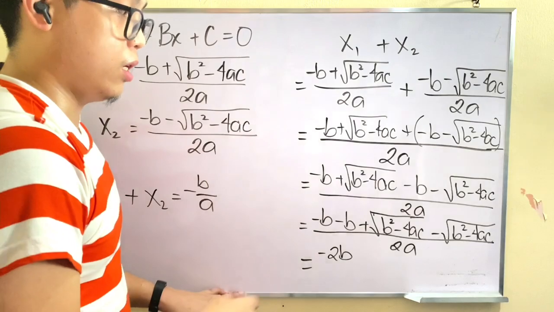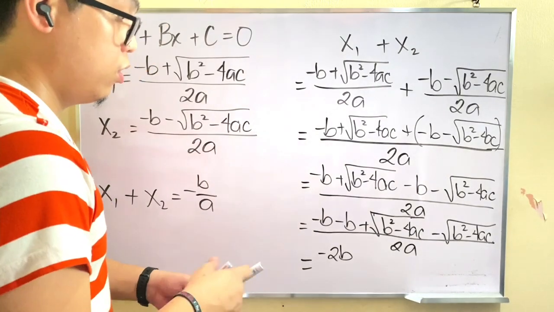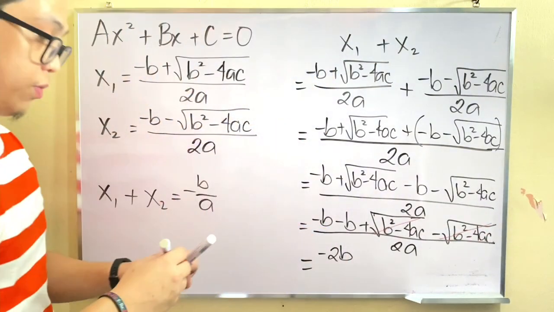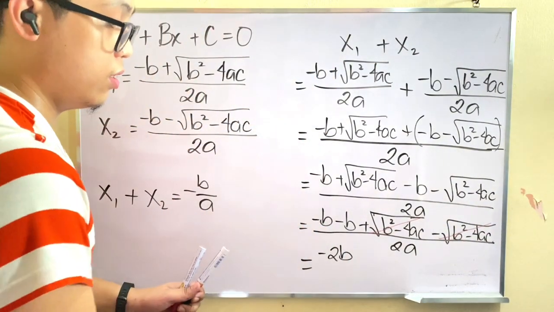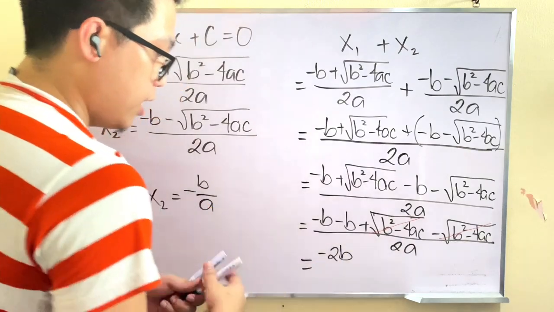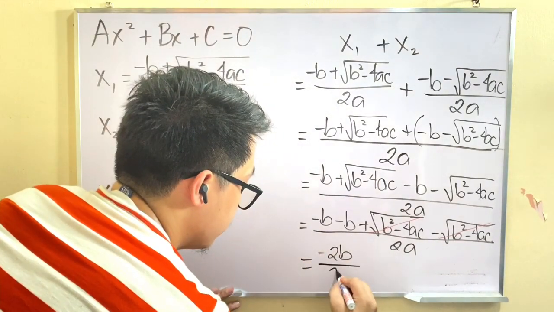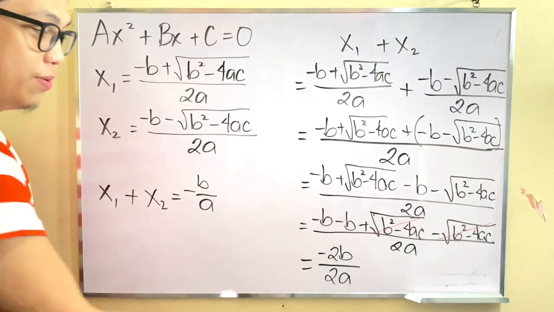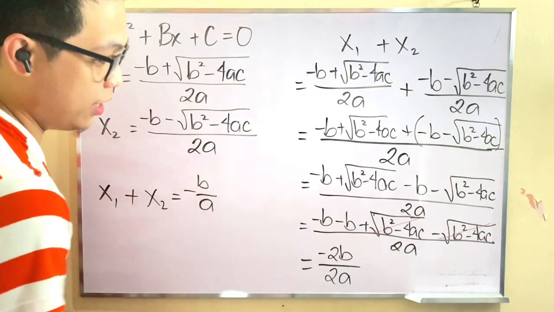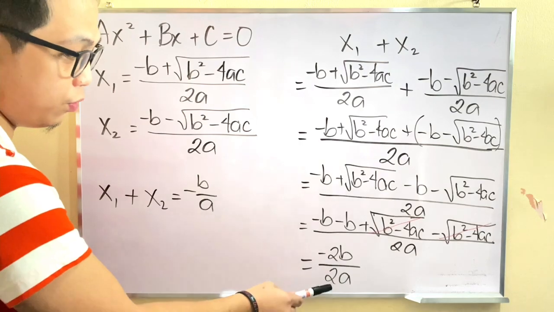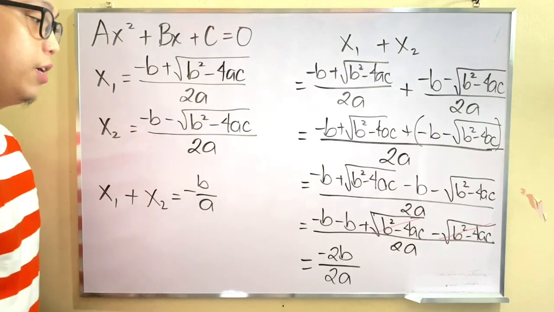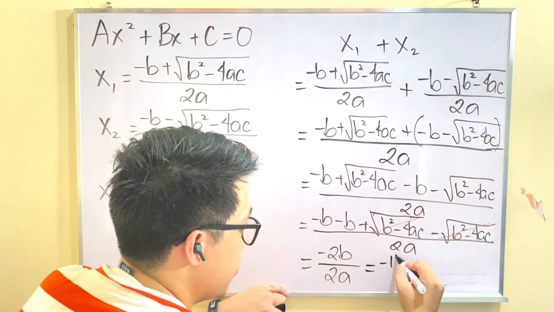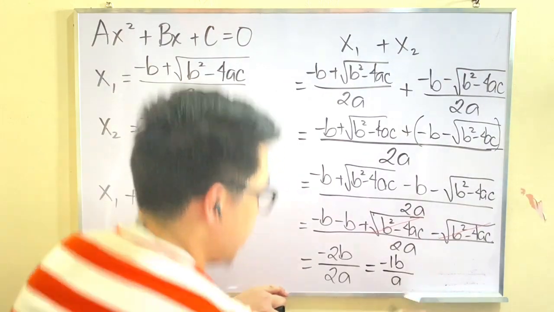Ano ang x minus x? Diba? 0. So, mawawala na ng value itong dalawang ito. Magiging 0 sila. Then, matitira divided by 2a. Okay, continue tayo. So, negative 2b divided by 2a. So, negative 2 divided by 2 is negative 1. So, negative 1b divided by a.